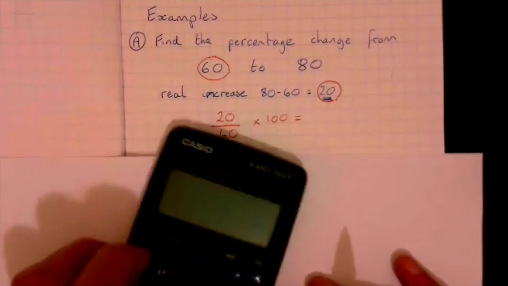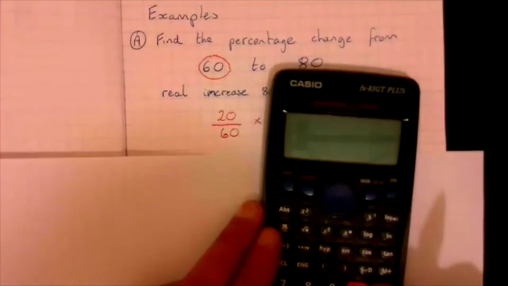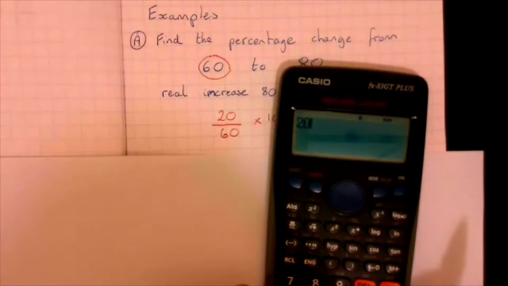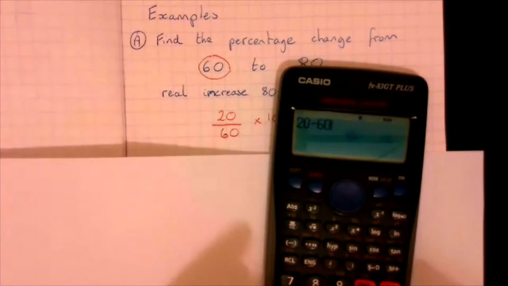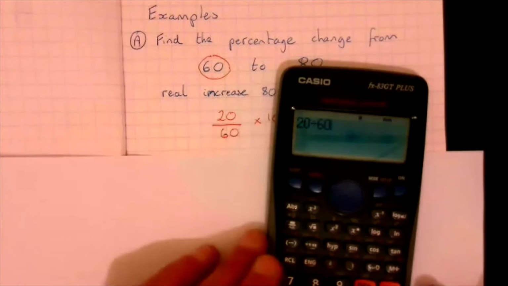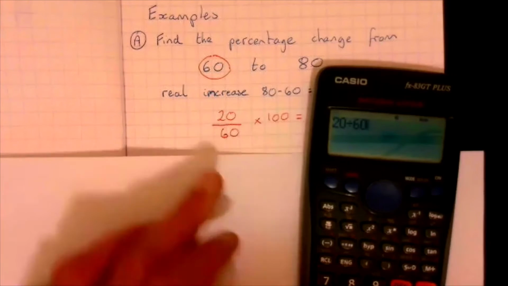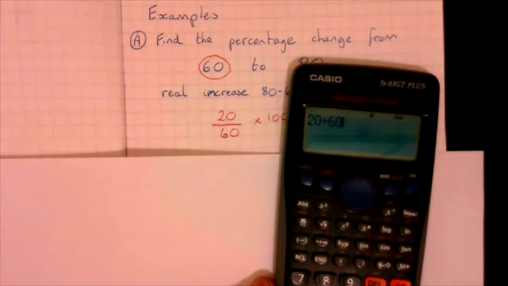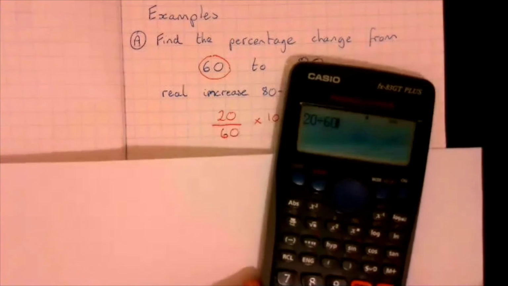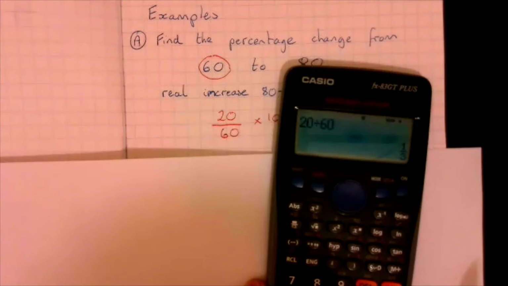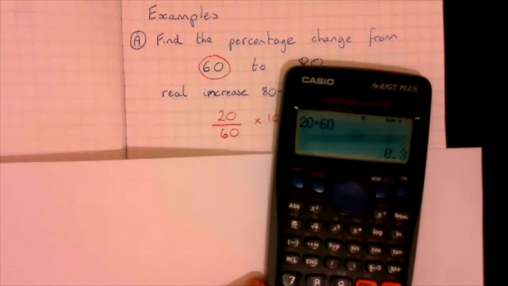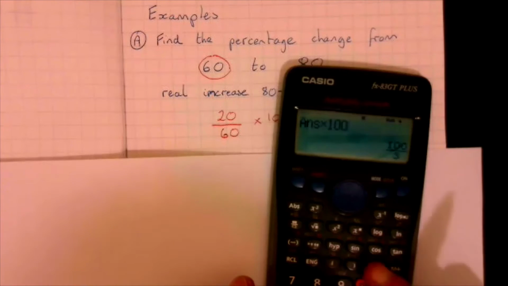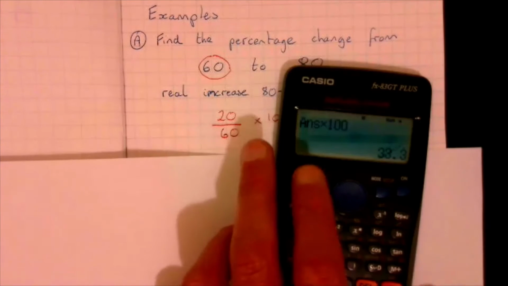So let's just pop that into our calculator. Now remember, if your calculator is not a scientific calculator, you can just type 20 divided by 60. If you've got a nice scientific calculator like this, you can make it look like this, and that's the advantage of having a nice calculator. So 20 divided by 60, and then we just multiply by 100. There we go. So I've got 33.3%.